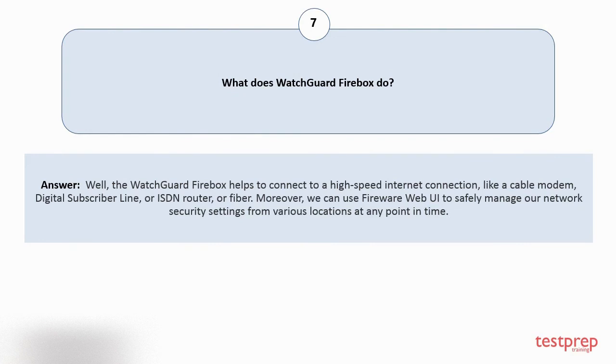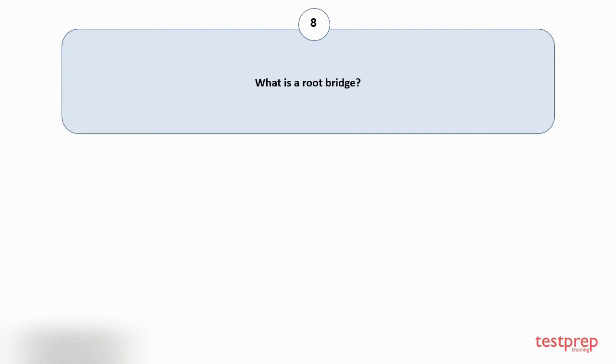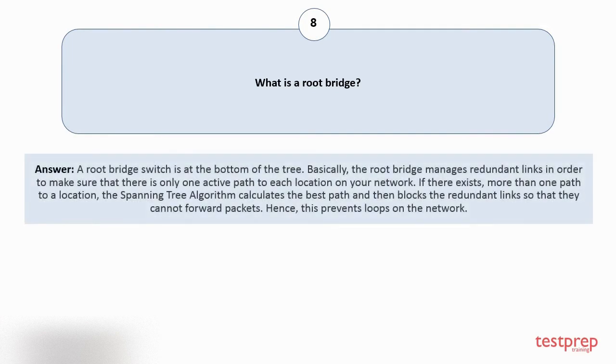Question number 8, what is a root bridge? Your answer is a root bridge switches at the bottom of the tree. Basically, the root bridge manages redundant links in order to make sure that there is only one active path to each location on your network. If there exists more than one path to a location, the spanning tree algorithm calculates the best path and then blocks the redundant links so that they cannot forward packets. Hence, this prevents loops on the network.